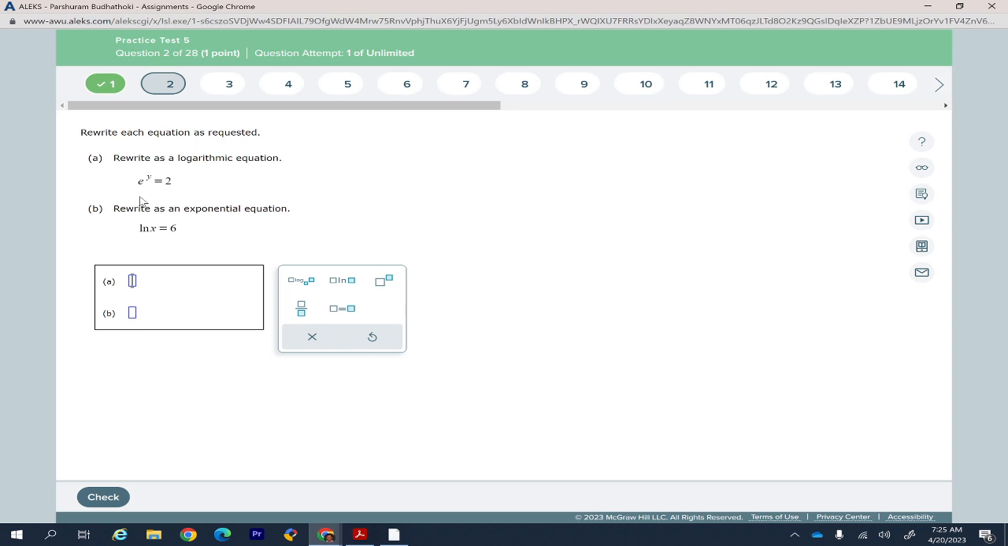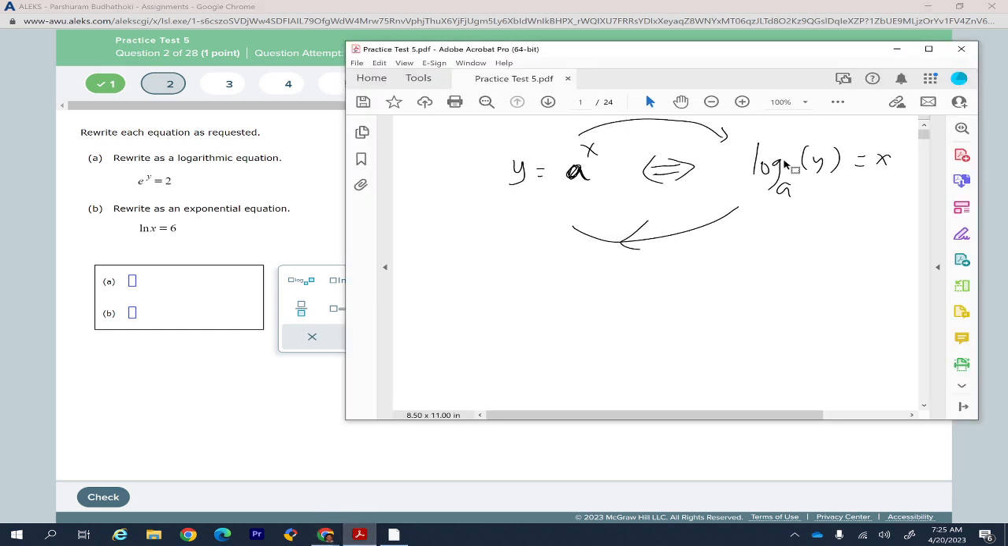Okay, one more time. This is a very similar problem. The base is e, and you want to rewrite this as a log equation. By using the very same fact, remember log base e means ln. When you write log base e, y is 2 here, and x is, as you can see here, y.